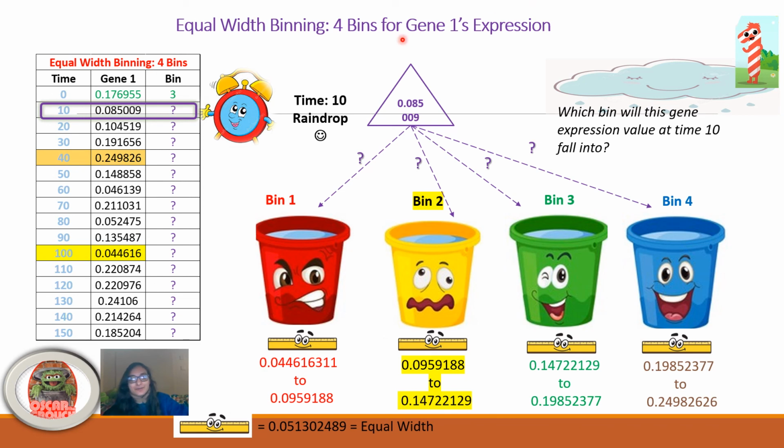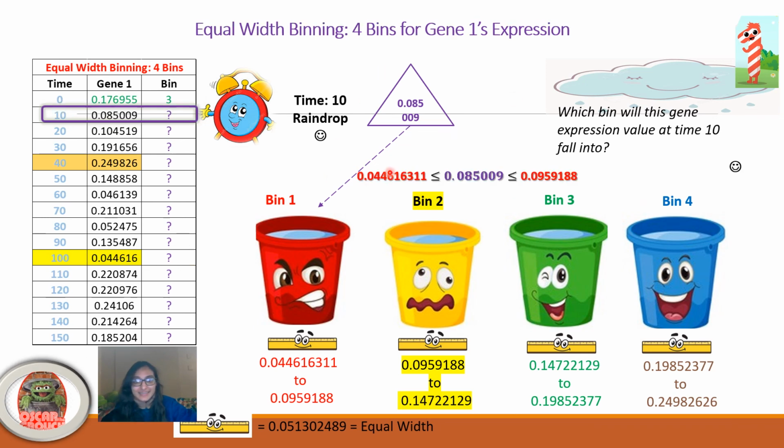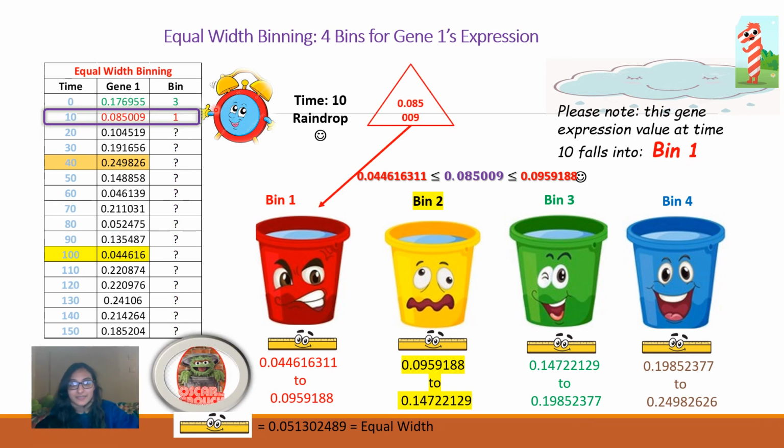Here we're also going to do equal width binning for the next one, which is time 10. So that's this value, 0.08509. We're going to see which bucket it falls into at time 10. Which interval is 0.085009 in between? I think it's going to be this one, bin 1. And indeed, it is bin 1, because this value is in between this interval. So that's why this gets assigned to bin 1. So indeed, we put bin 1.